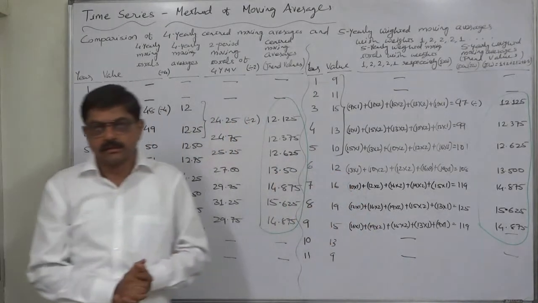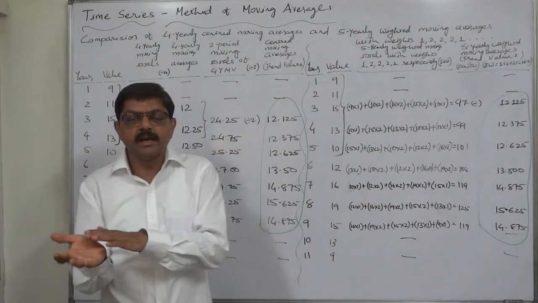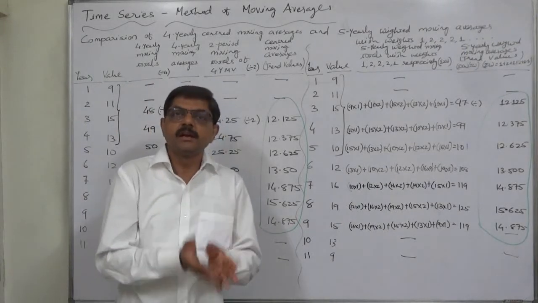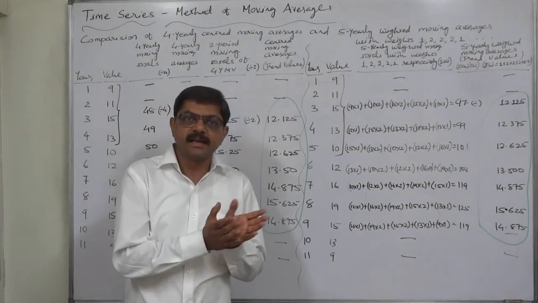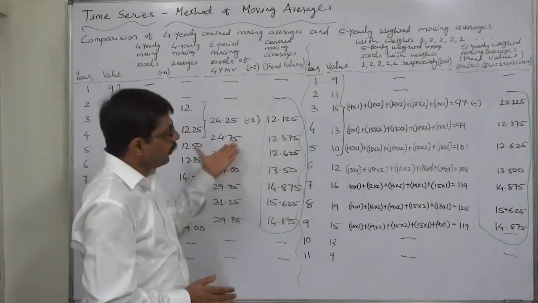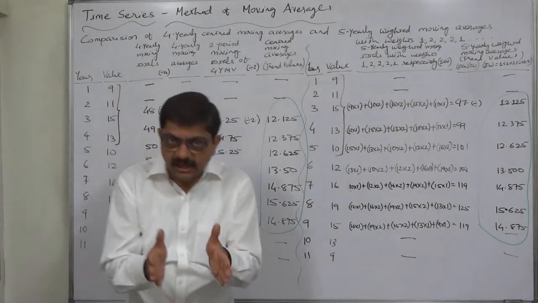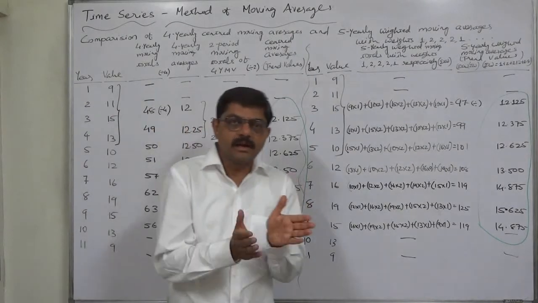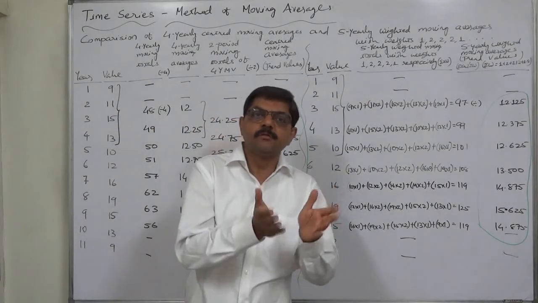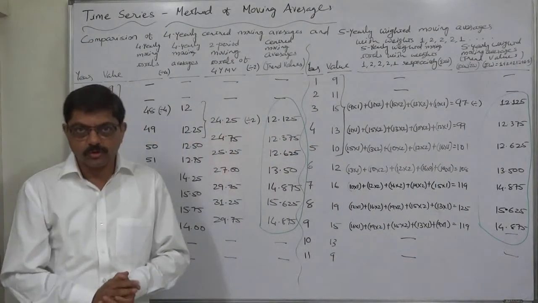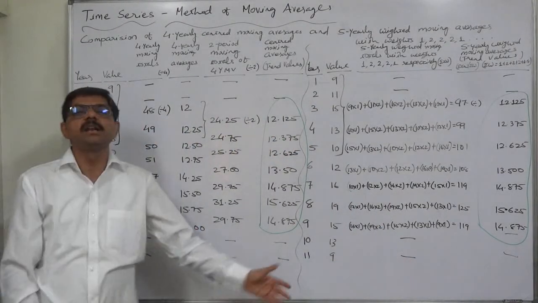weighted moving averages. For example, 2 yearly centered moving averages will be equivalent to 3 yearly weighted moving averages with weights 1, 2, 1. 6 yearly centered moving averages will be equivalent to 7 yearly weighted moving averages with weights 1, 2, 2, 2, 2, 2, 1 respectively, and so on. So this is a general conclusion.